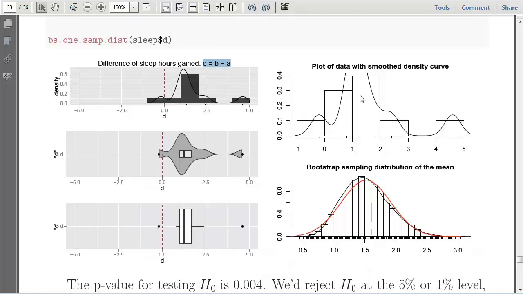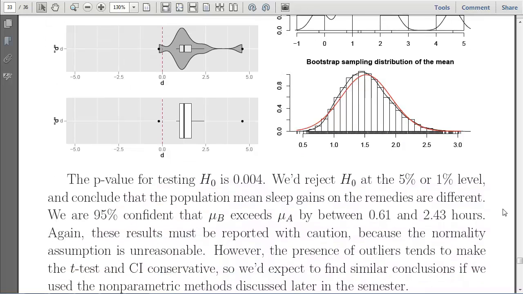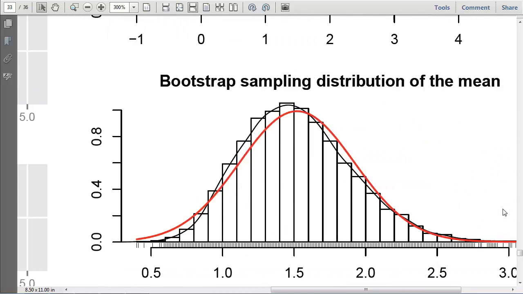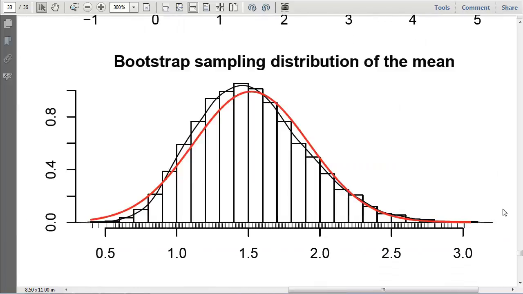On the right hand side, we're looking at the bootstrap sampling distribution of the differences. The top is the histogram, which is the same as the top left plot over here. And the one sample bootstrap sampling distribution of the mean is below. Now, what do we think about this plot in terms of normality? I'm going to zoom in on it a bit. You're probably thinking it doesn't look great, right?